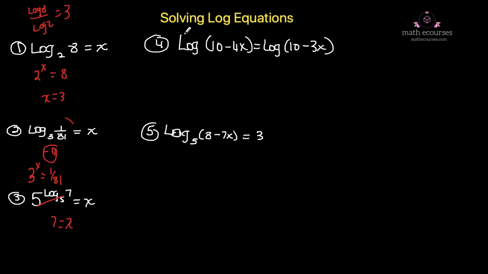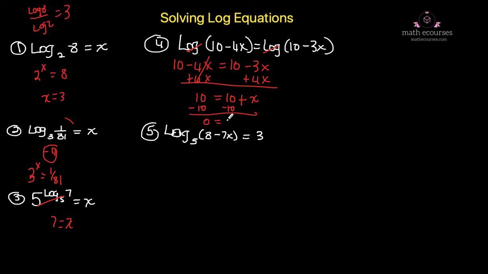Okay, here I have a log on both sides, so cancel the logs and then solve it. So now I just have 10 minus 4x equals 10 minus 3x. To solve this, add 4x, add 4x. I get 10 equals 10 plus x. Subtract that 10, and you would get 0 equals x. You could have solved this any way you want to. Remember, we covered this in linear equations, as long as you know to drop the log.